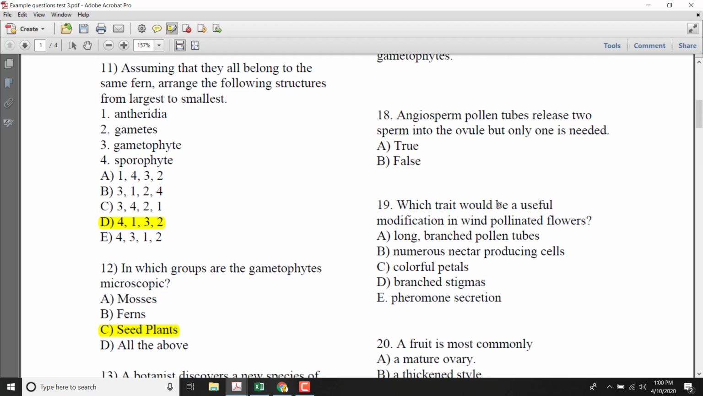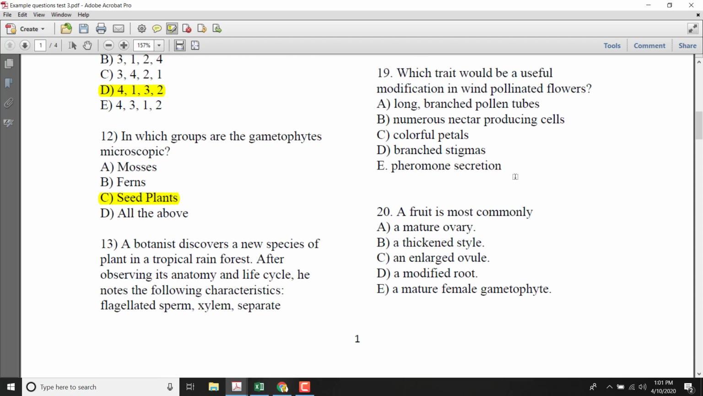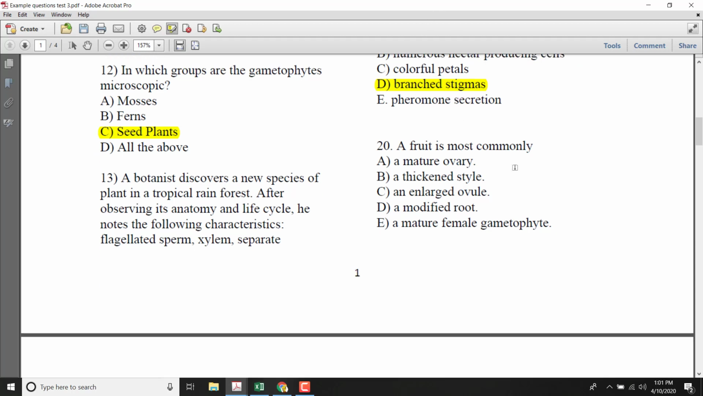Angiosperm pollen, let me see here. Angiosperm pollen tubes release 2 sperm into the ovule, but only 1 is needed. That's false. Both are needed because angiosperms have double fertilization. Which trait would be a useful modification in wind-pollinated flowers? Long branch pollen tubes. Remember, those are like sperm elevators, right? Numerous nectar-producing cells. No, because they don't need pollinators. Colorful petals. No, they don't need pollinators. Branch stigmas or pheromone secretion. Branch stigmas. That would increase the surface area, allowing pollen to land on the flower.